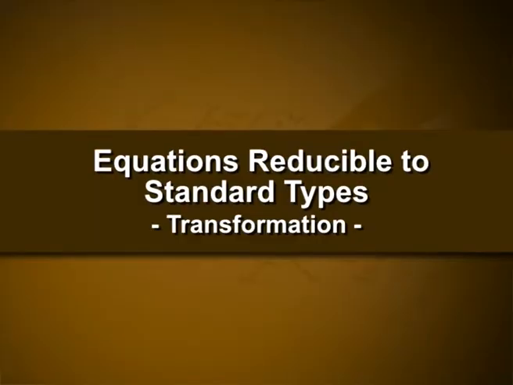Equations reducible to standard types. Transformation. Type A. Equations of the form f of x raised to m into p, y raised to n into q is equal to 0, or f of x raised to m into p, y raised to n into q, z is equal to 0, where m and n are constants, each not equal to 1.